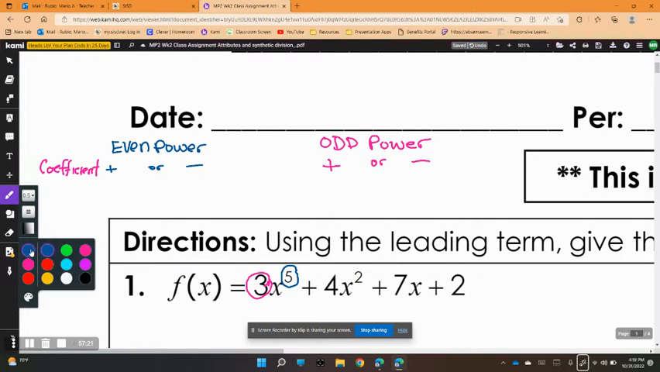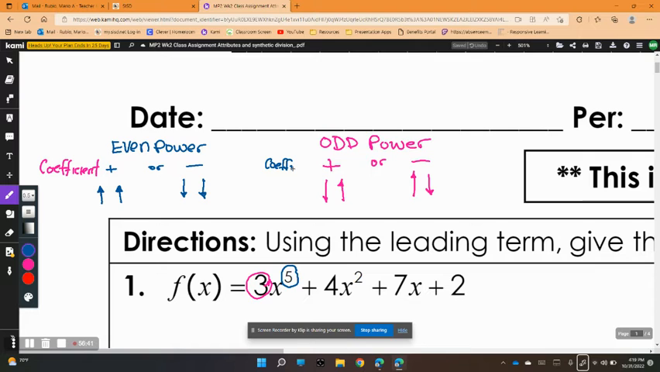If it's an even power with a positive coefficient, both the left and the right sides of the graph will be pointing up. If it's an even power with a negative coefficient, both the left and the right are going to be pointing down. Now on the other side, if you have an odd power with a positive coefficient, you're going to have the left pointing down and the right side pointing up. And if the coefficient is negative, then the left side is going to be pointing up and the right side is going to be pointing down. So first we look at the power and then we look at the coefficient.